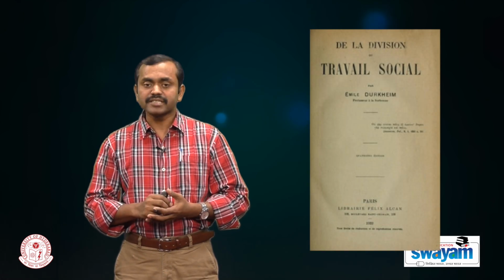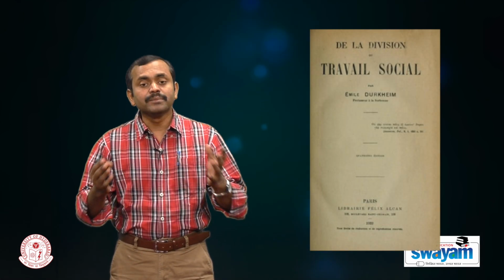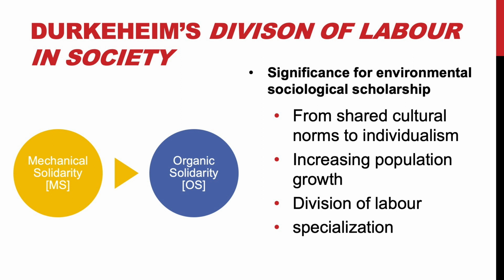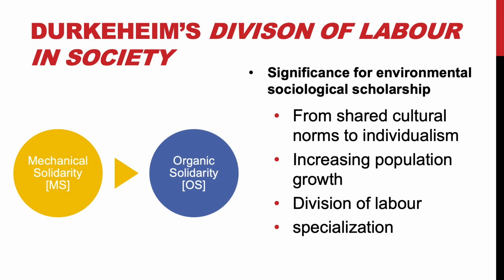Now, moving from The Rules of Sociological Method to his work The Division of Labor in Society, perhaps Durkheim becomes more important for environmental sociologists. In this work Durkheim makes a fundamental analysis of society, where society transforms from mechanical solidarity to organic solidarity. With this transformation from one kind of solidarity to another, there is a shift from shared values and shared cultural norms to individualism, an emphasis on individual factors. And again, Durkheim identifies certain causal factors for this social transformation.